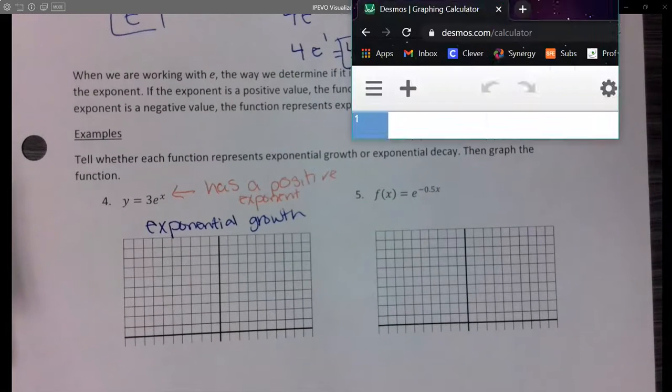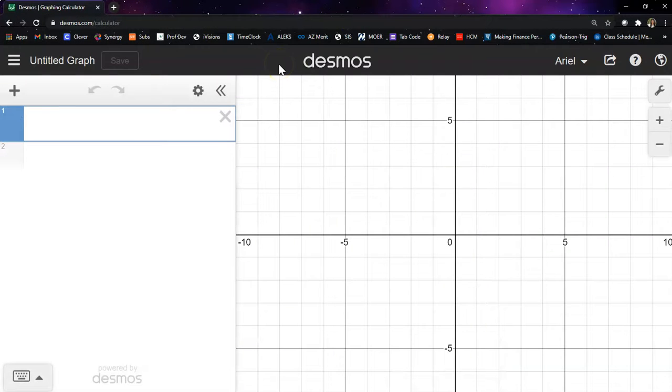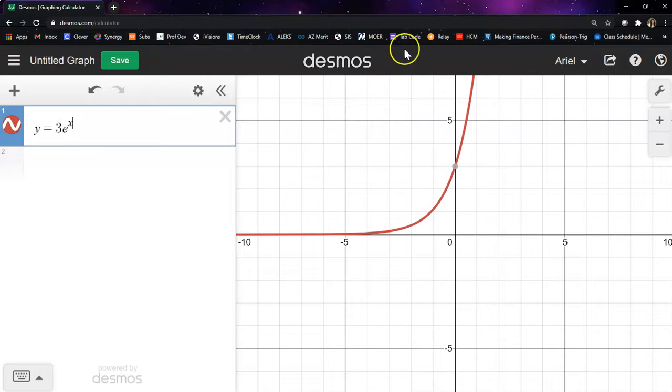And then I'm going to sketch a graph. So I'm going to go to Desmos. It goes up, which matches my idea of growth.